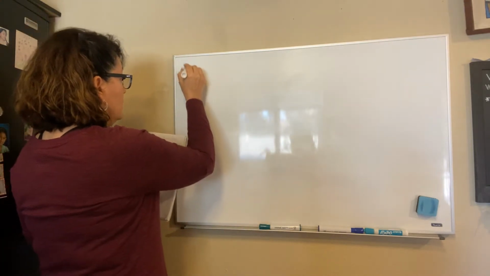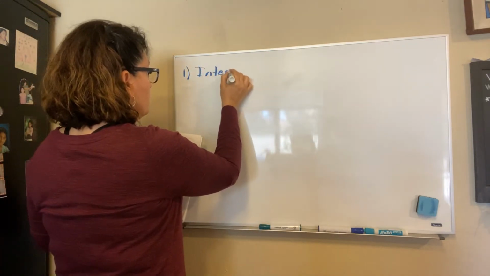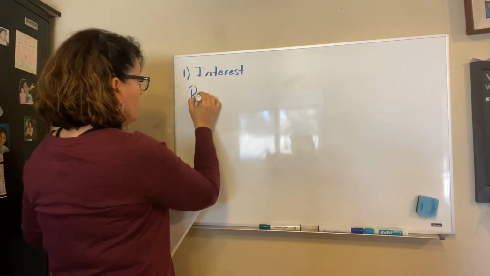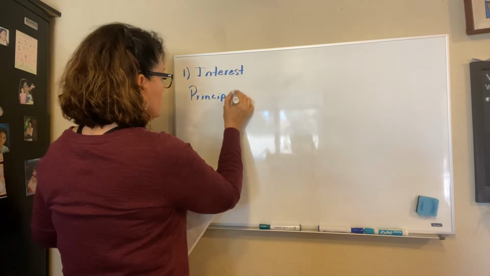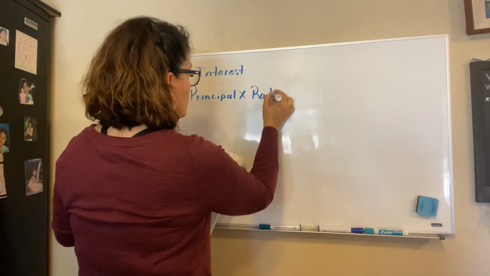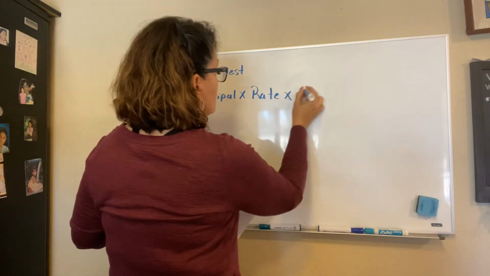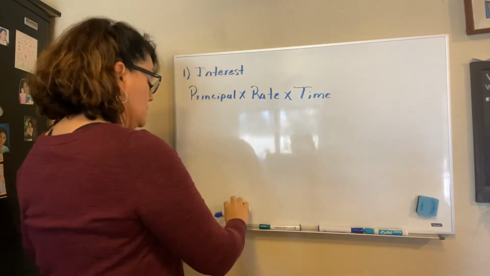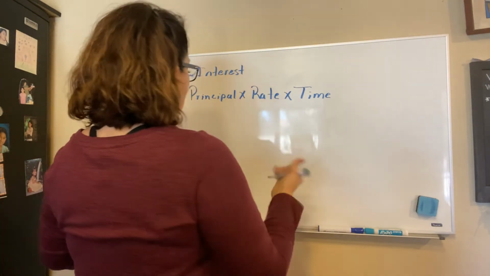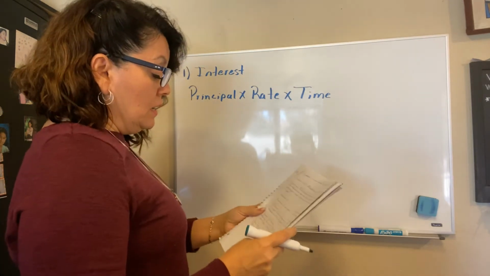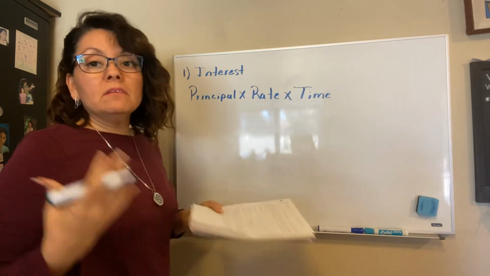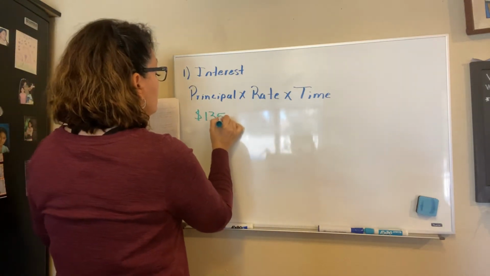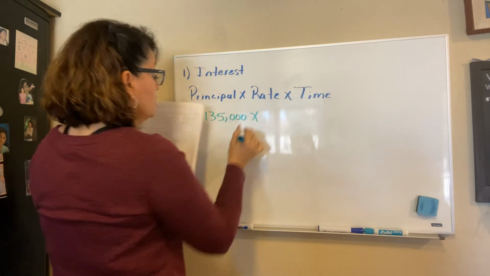So what is the first thing that I have to find? It is the interest. To find the interest, it is going to be my principal times the rate times the time. So how am I going to do this? Which one is the principal, guys? What is the principal? It is the value of the house. So they got a principal of $135,000.